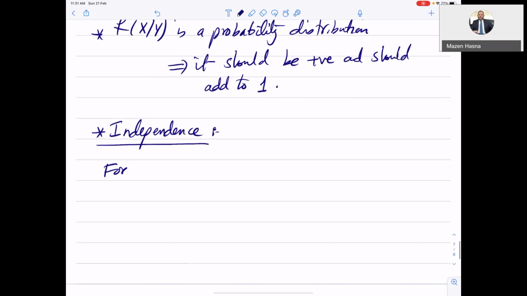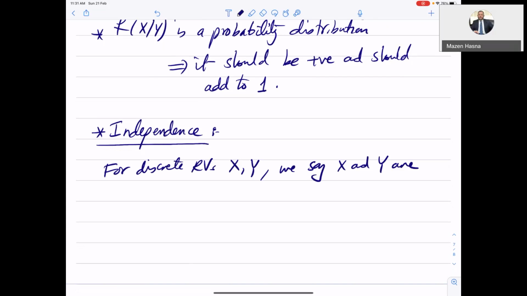Okay. So let me state the condition and then we do an example. For discrete random variables x and y, we say x and y are independent if one of the following is true.